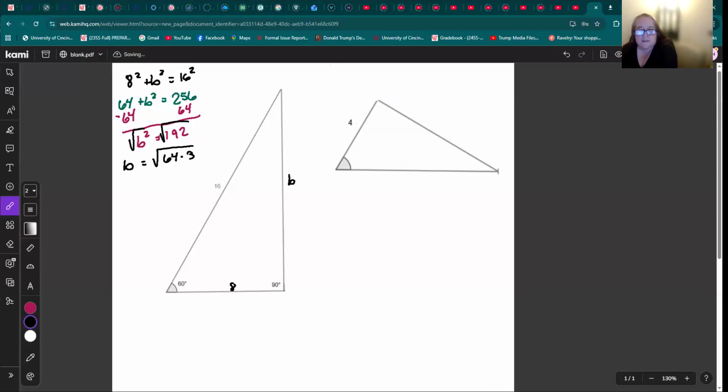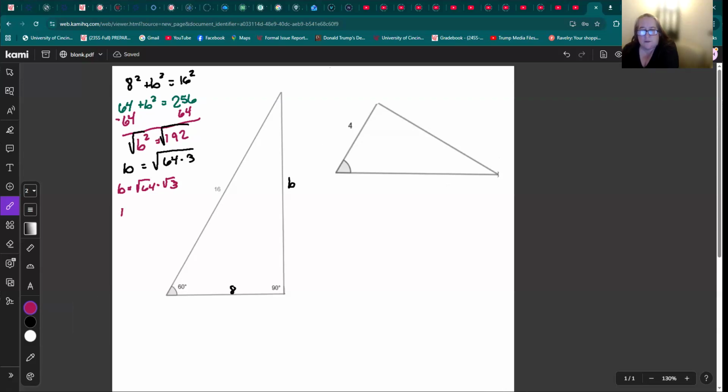And then I can break this down into my two square roots. So b equals the square root of 64 times the square root of 3. And so b itself is going to be b equals 8 square root of 3. So the sides of a 30, 60, 90 triangle will be: the short side is half the hypotenuse. The long side is square root of 3 times the short side.